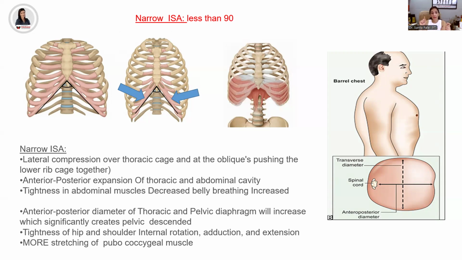Anterior posterior diameter of the thoracic and pelvic diaphragm will increase, which significantly creates pelvic descent, tightness of hip and shoulder internal rotation, adduction and extension, more stretching of the pubococcygeal muscle. So this is again the effect on the whole core. Please take a screenshot, and if you have done the pelvic floor workshop with me, you know the muscle orientation, from where they are coming.